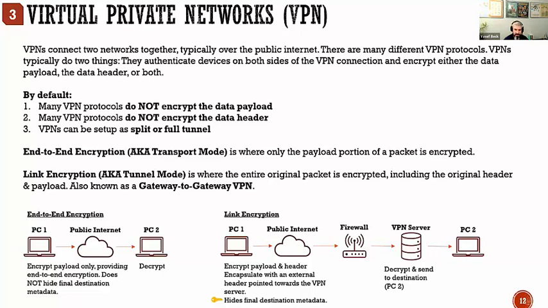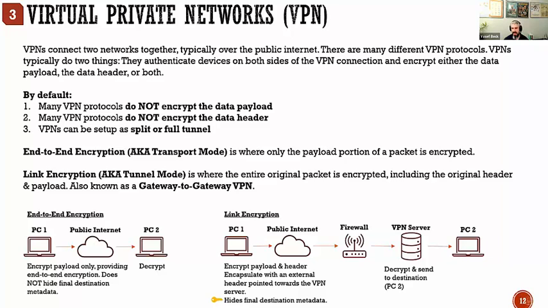So there are two different ways also to set this up. You can do end-to-end encryption, which is the bottom left, right? That's encrypting only the payload. So it doesn't hide where your VPN connection is going, where it's going to get decrypted and dropped. So you can see PC1 and PC2 on either side of that connection by observing the VPN traffic.